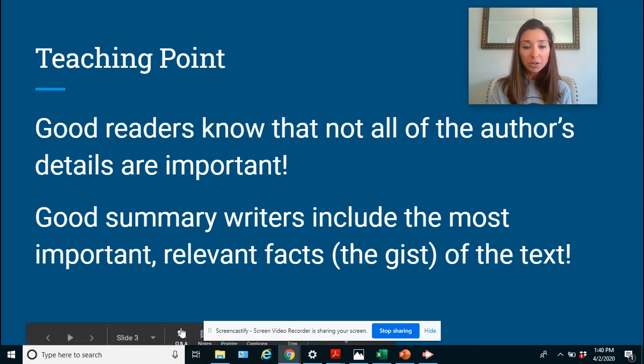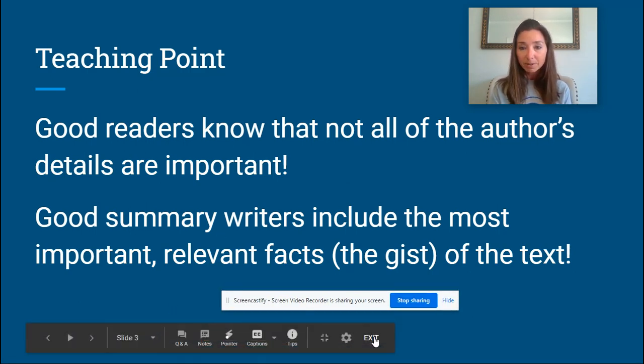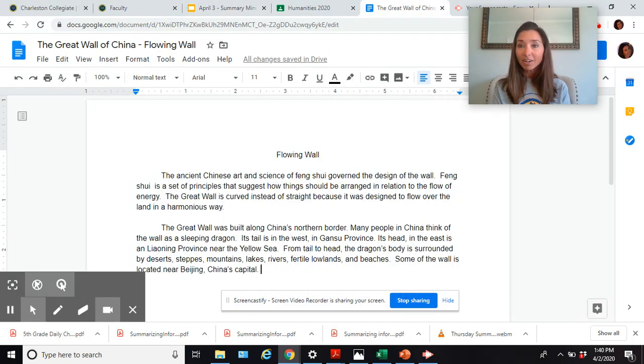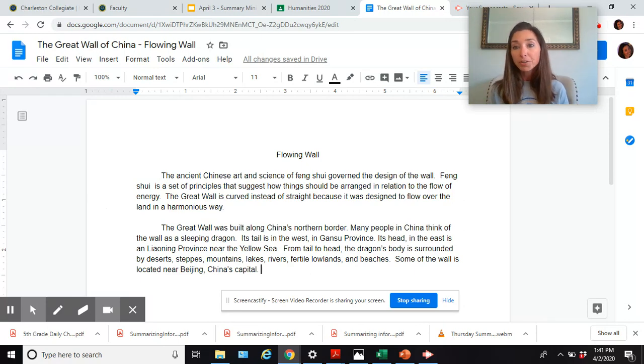So I'm going to show you right now. Today, you are going to actually be reading an article, reading a book called The Great Wall of China, and I'll talk about that later on. Right here is a section of that book. So what we're going to do together is we're going to read it. We're going to try to figure out what is the author trying to teach us. Then we're going to figure out which details are relevant and which detail maybe is irrelevant, okay?